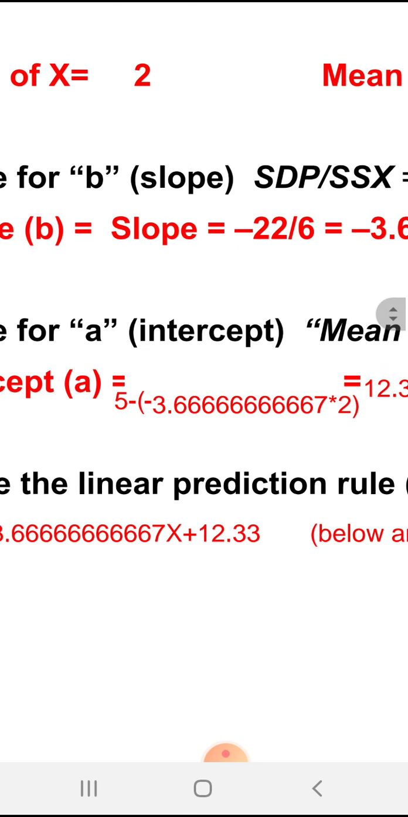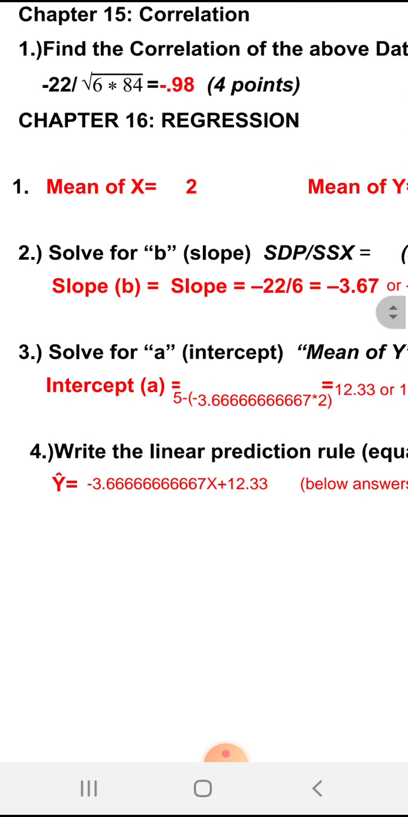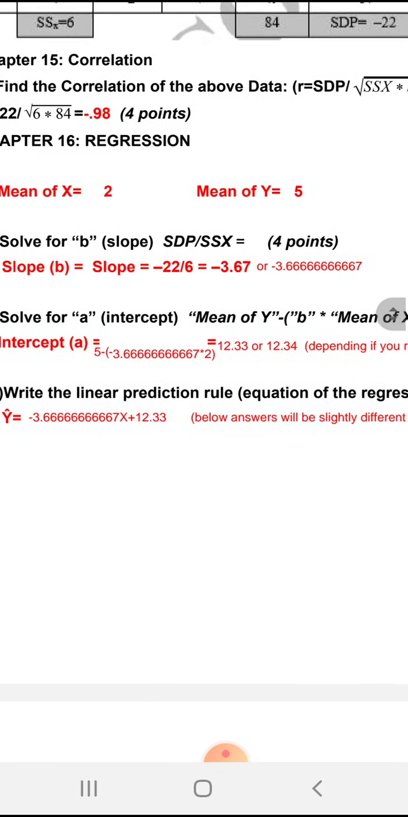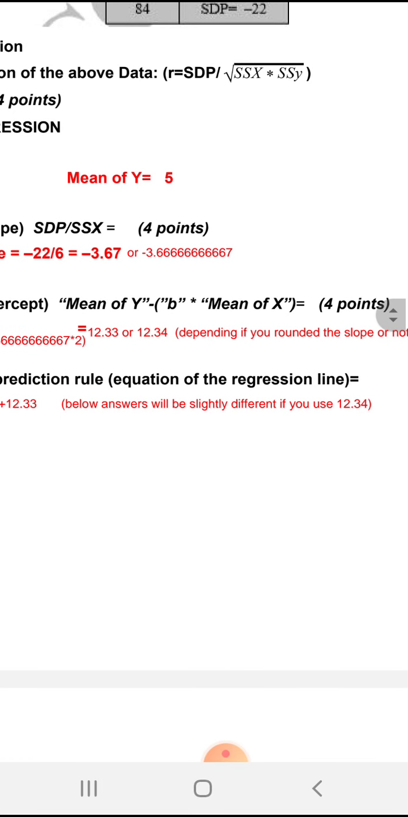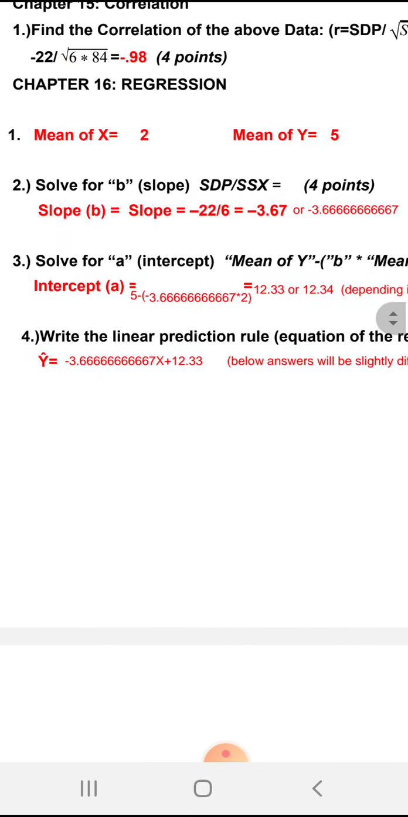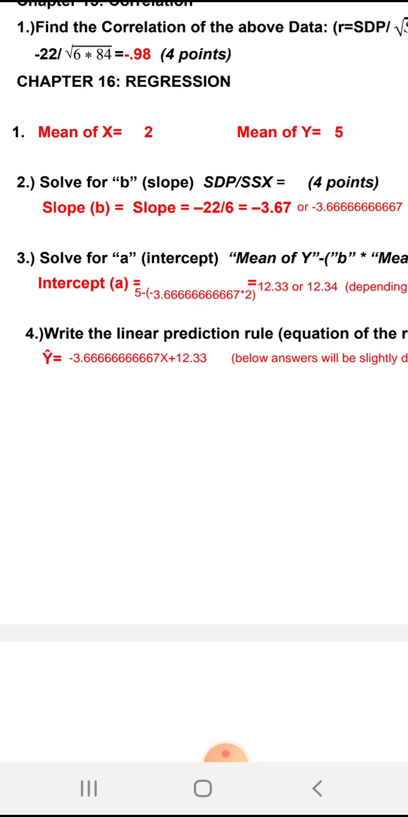Now, that's how you get A. So now you have to write the linear prediction rule, equation of the regression line, because we're going to need to use this equation for the next step. So here you simply take the A value. So y hat equals AX plus B, right?